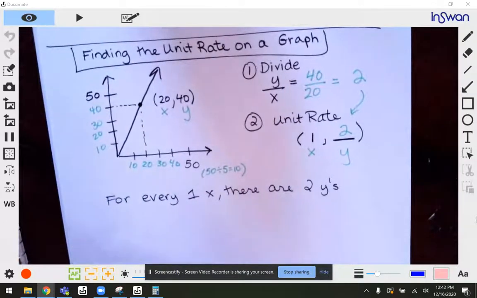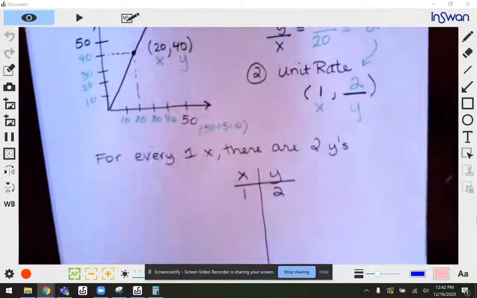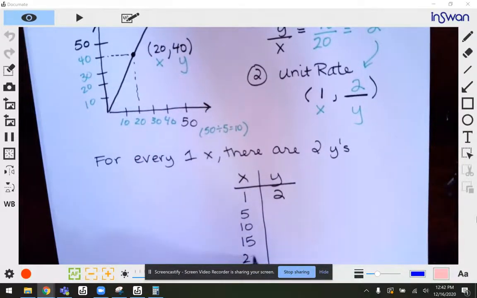Okay, another way to think about that unit rate would be to make a table. Here's x and y. Start with your unit rate: for every 1, there are 2 y's. And then think about some other values that you could see on your graph. Let's do 5, 10, 15, 20. So I'm multiplying by 2.